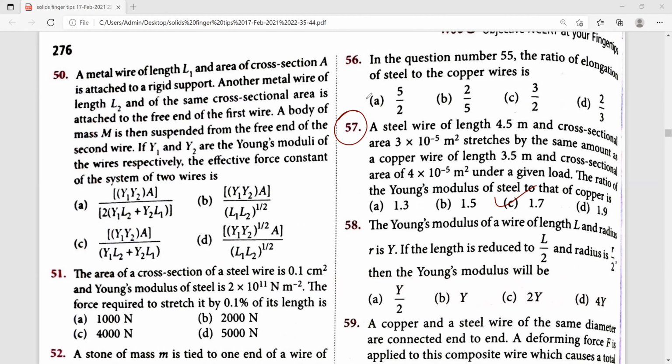Okay, 58th one. Young's modulus of a wire of length L and radius R is Y. Length is reduced to L by 2 and radius is reduced to R by 2. Then how are we going to represent Young's modulus? They ask the question, so it is very easy. Young's modulus depends upon the nature of the material and it does not depend upon geometrical dimension. Therefore, B is the right answer.